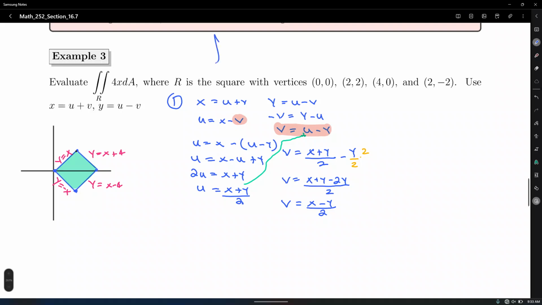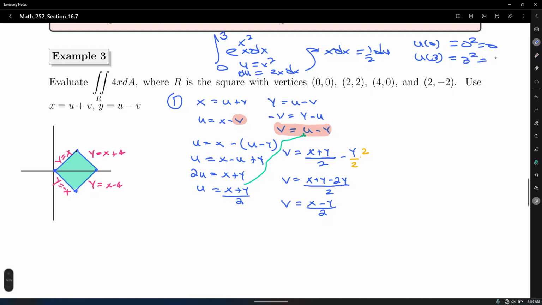Remember how we did the integral of e to the x squared, x dx? Okay, so u equals x squared, du equals 2x dx, and then x dx equals 1/2 du. So what are we doing? We're going from the world of x to the world of u. That's what we did with this system of equations. And then when we integrate from 0 to 3, for instance, I'm going to u of 0, u of 3. That is 0 squared, which is 0, and 3 squared, which is 9.